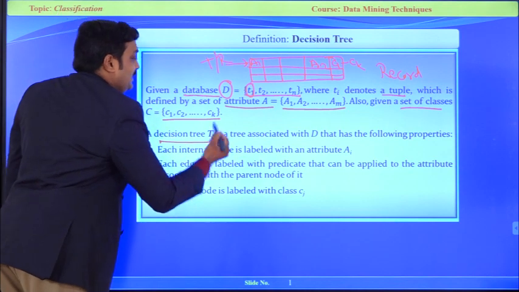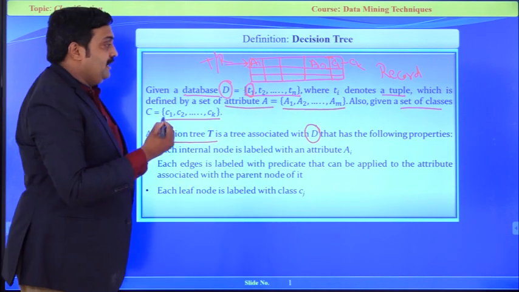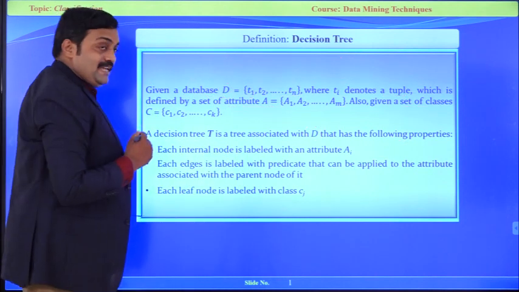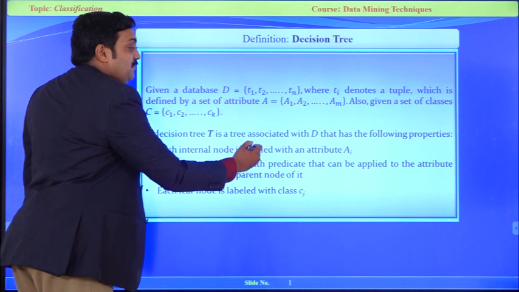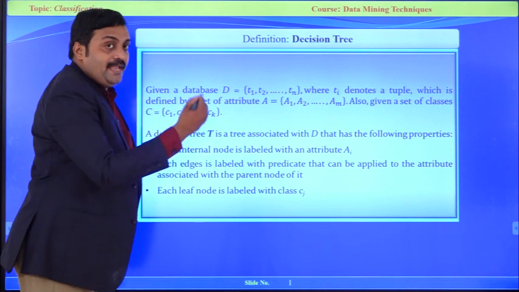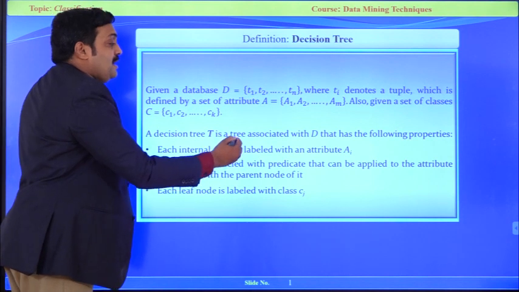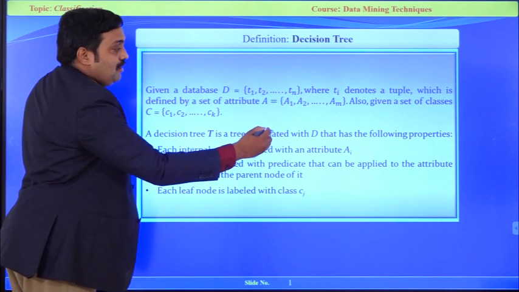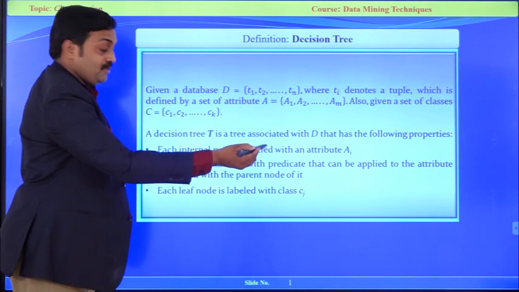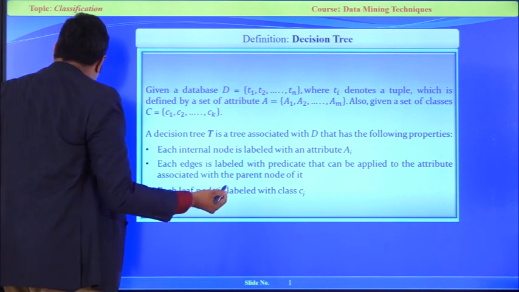A decision tree T associated with the database D has the following properties. What are those properties? First, each internal node is labeled with an attribute Ai. Each edge is labeled with a predicate that can be applied to the attribute associated with the parent node of it. And last, each leaf node is labeled with a class Cj. Let us see.